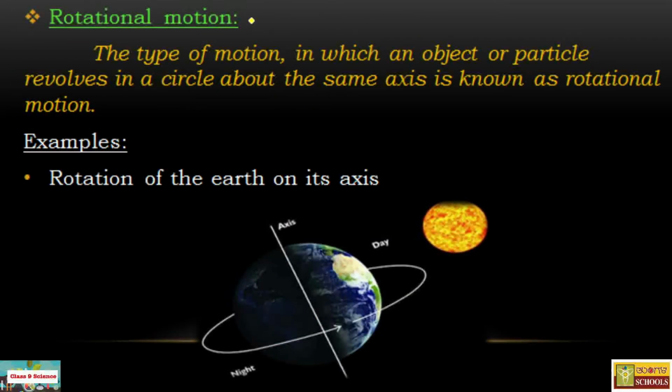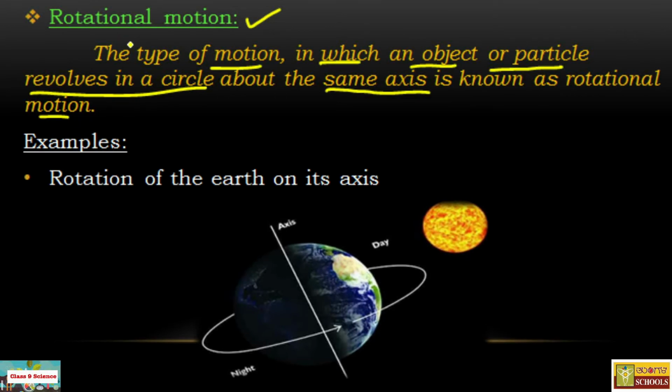Let us understand another type of motion, that is rotational motion. The type of motion in which an object or a particle revolves in a circle about the same axis is known as rotational motion. Rotational motion is the motion in which an object or a particle revolves in a circle about the same axis.